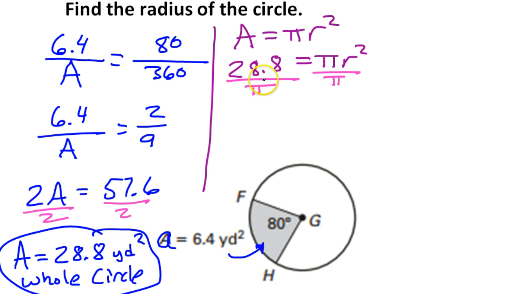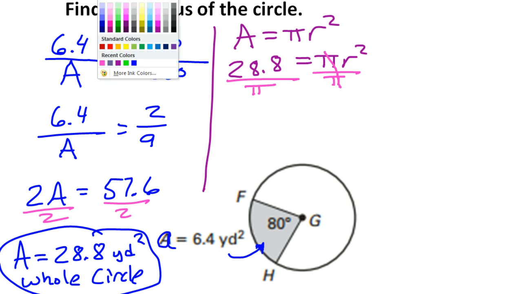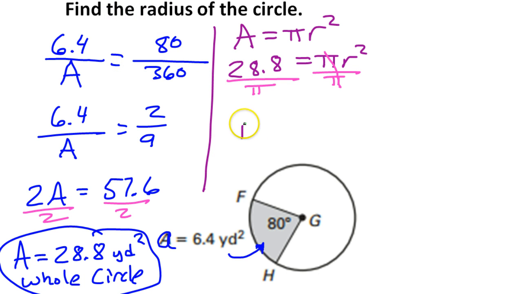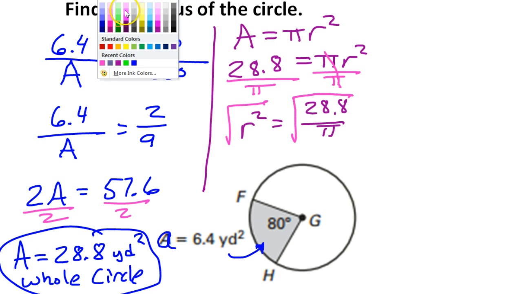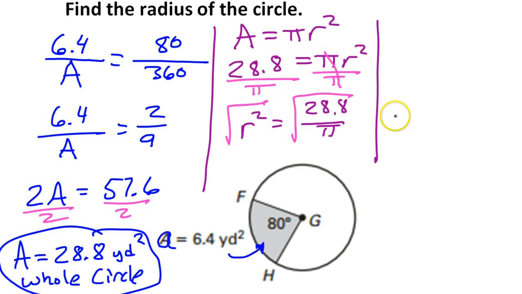Okay. And that's going to give me some random decimal that I don't want. So these cancel out. I'm going to leave this alone for now. Right now I have r squared equals 28.8 over pi. Now if I want to get that r by itself, I would take the square root of both sides, wouldn't I? That is going to give me the final answer, the radius. So the radius is going to equal the square root of 28.8 over pi.